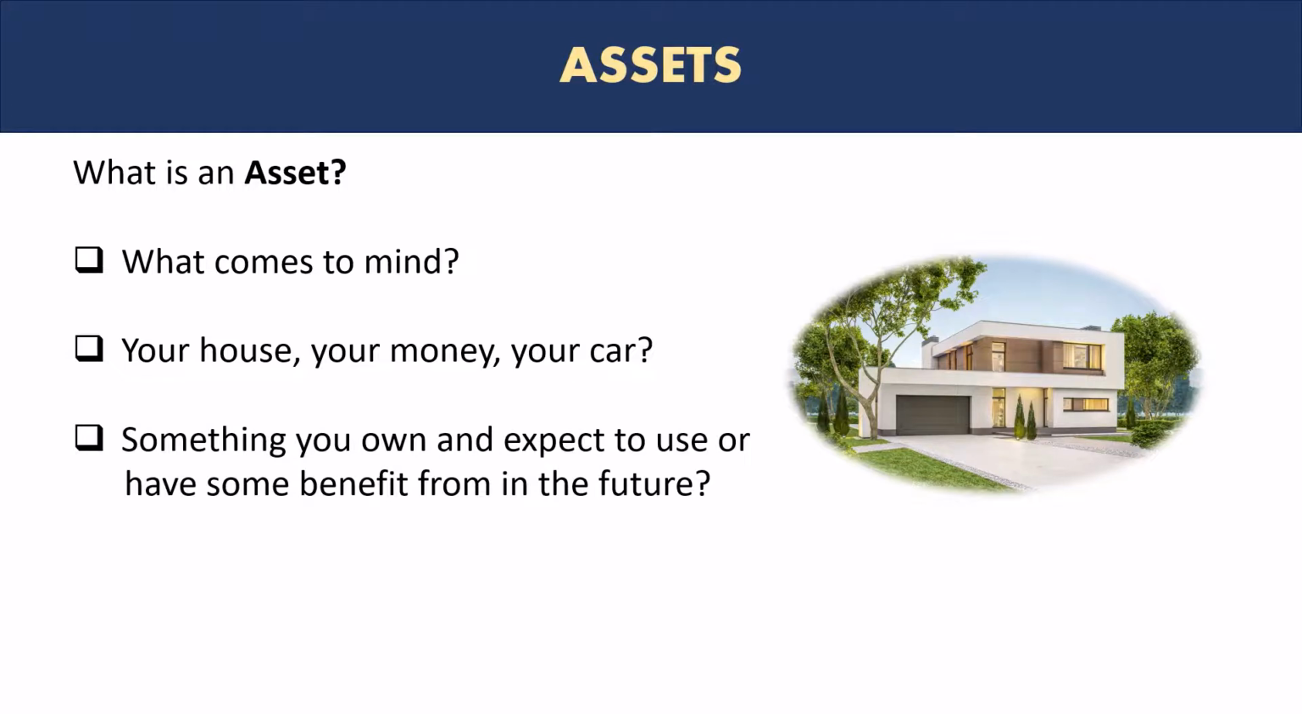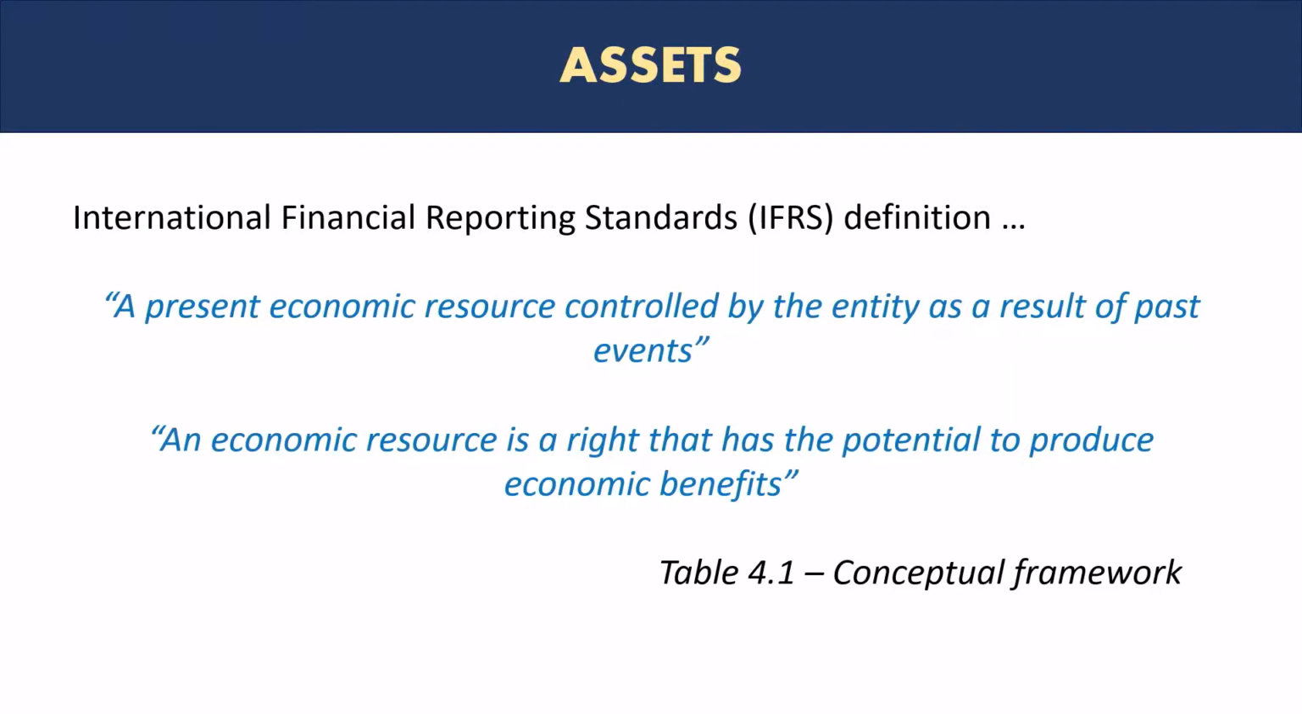So, an asset is something you own or you possess and expect to use or have some benefit from it in the future. So let's look at the definition of assets according to International Financial Reporting Standards. We'll talk about International Financial Reporting Standards in a moment. The definition of assets is a present economic resource controlled by the entity as a result of past events. And an economic resource is a right that has the potential to produce economic benefits.